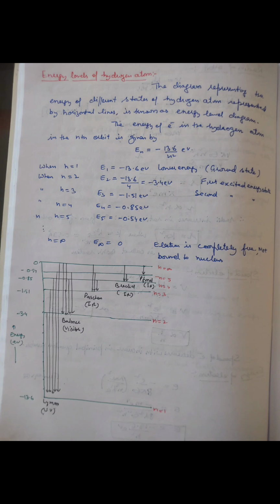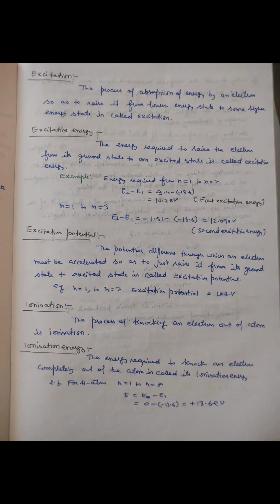The process of absorption of energy by electrons so as to raise it from lower energy level to some higher energy level is called excitation. The energy required to raise an electron from its ground state to excited state is called excitation energy. The potential difference through which an electron must be accelerated so as to just raise it from ground state to excited state is called excitation potential. The process of knocking an electron out of the atom is called ionization. The energy required to knock an electron completely out of the atom is called ionization energy.